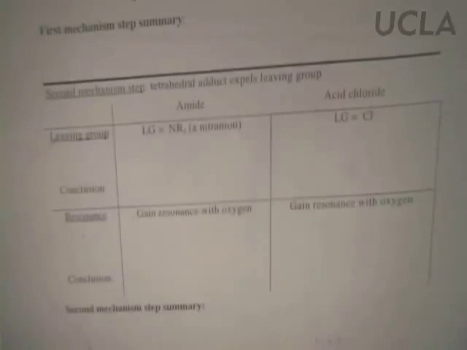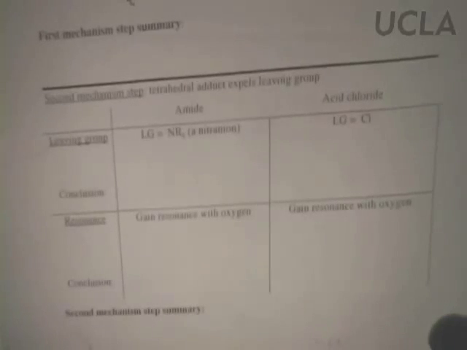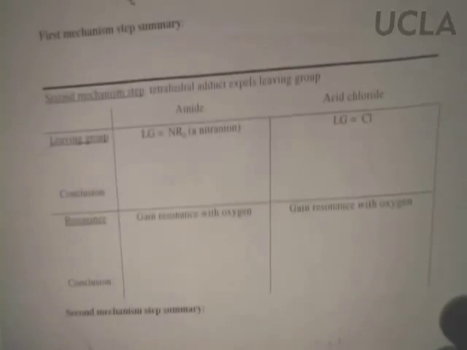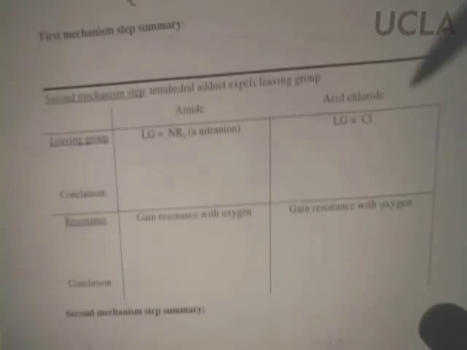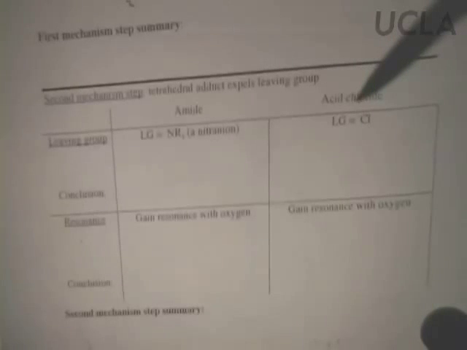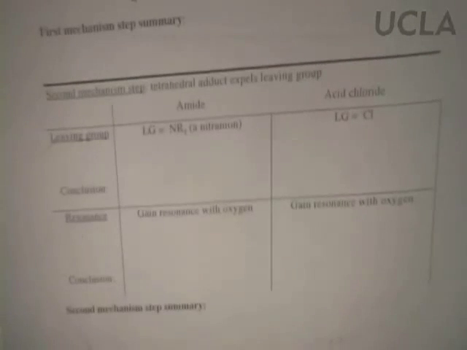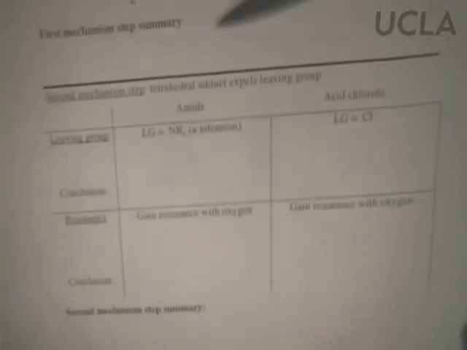Which is a better leaving group, the nitroanion or the chloride? We've already done this analysis. We decided that chloride is a better leaving group. Remember, if you go back to the beginning of the course when we had our list of leaving groups, Cl minus is moderate, and N minus is only good under special circumstances. So the acid chloride has a better leaving group, and when it comes to decomposition of the tetrahedral intermediate, considering only the leaving group, which is going to be faster, amide or acid chloride? Acid chloride. So the amide is slower and the acid chloride is faster.